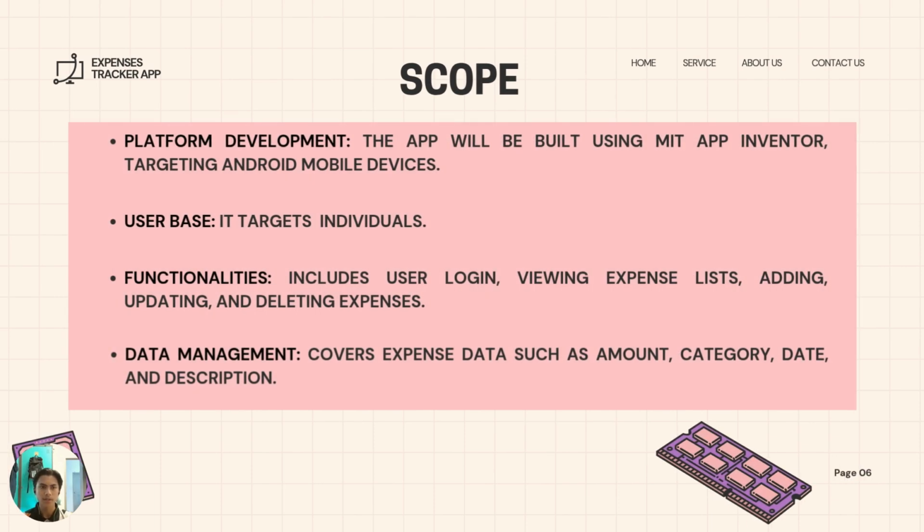Next is the project scope. The first scope is the platform development. The app will be built using MIT App Inventor targeting Android mobile devices. The user will be individuals. The functionalities for the app include user login, viewing expense lists, adding, updating, and deleting expenses. Lastly, the data management, which covers expense data such as amount, category, date, and description.